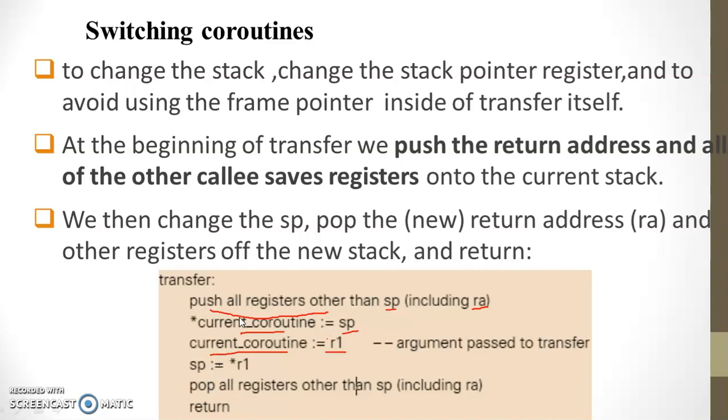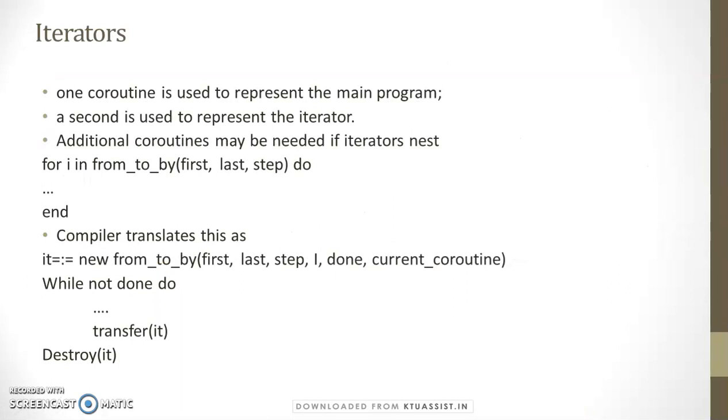Okay, so push all the registers are saved. Stack pointer, current coroutine, and the return address also will be saved. The stack pointer will be updated to the argument that is passed in the transfer function. Pop all the registers after performing the operation. Pop all the registers other than SP, including the return address, and return from the coroutine using this transfer function.